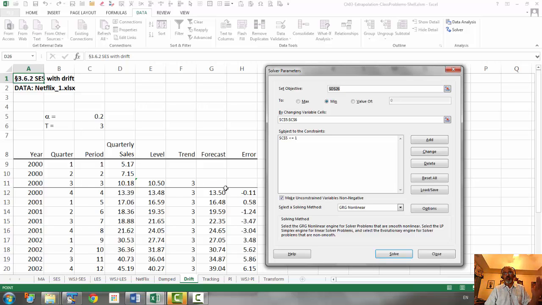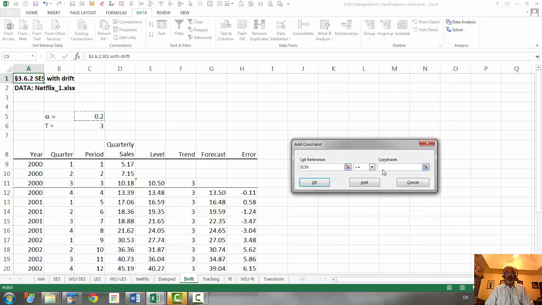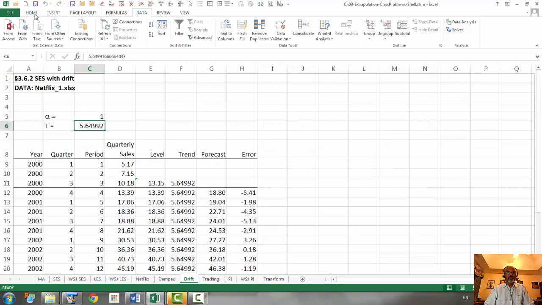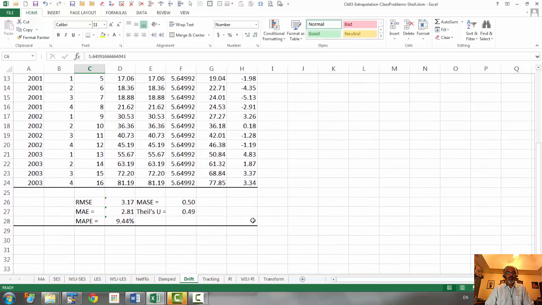But if you want to allow that, then you uncheck this, but then you have to add that alpha is greater than or equal to 0. Because if you uncheck that, both will be allowed to be positive or negative. Then you solve, and here is what we get. And again, the results are reasonably good.